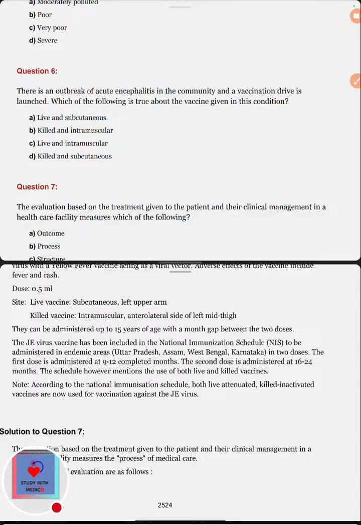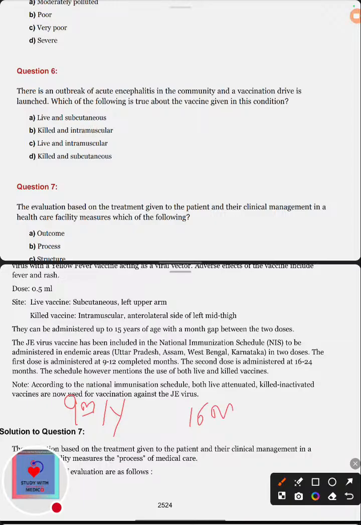In two doses. The first dose is administered at 9 to 12 months, 12 completed months. Second dose between 16 months to 2 years. So one is 12 months, meaning 1 year, between 9 months to 1 year. The other is 16 months to 2 years. So before the end of 1 year you have to take the first dose, before the end of 2 years you have to take the second dose of the vaccine.